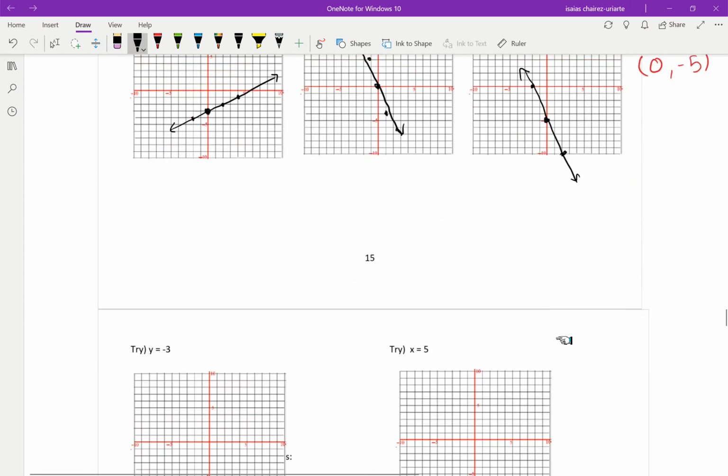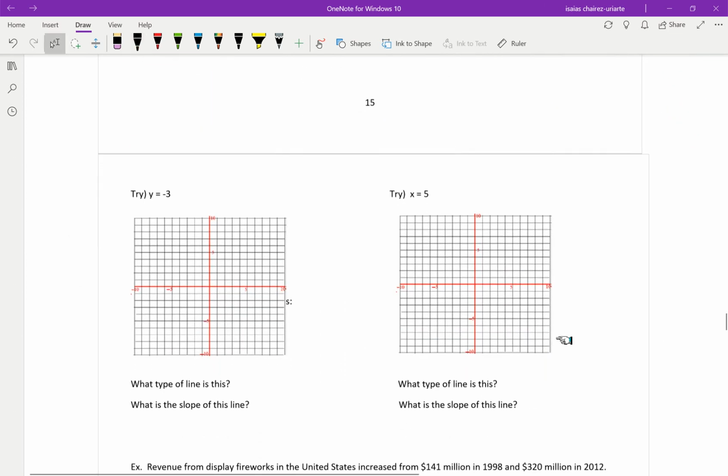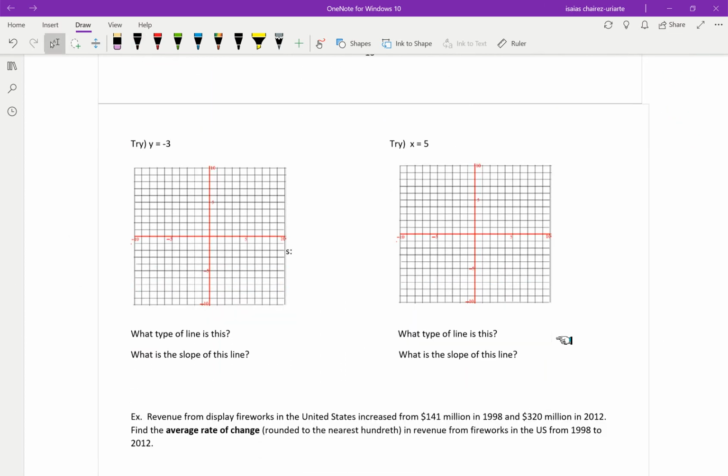All right, let's move on to the last 2. I think this one's a little bit easier. y equals negative 3. What type of line is that? Is it horizontal or is it vertical? Well, it turns out that this is a horizontal line. It's a horizontal line that hits the y-axis at negative 3. So that's not too difficult to draw. Let's just sketch it. So 1, 2, 3.